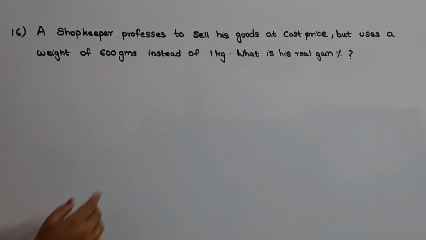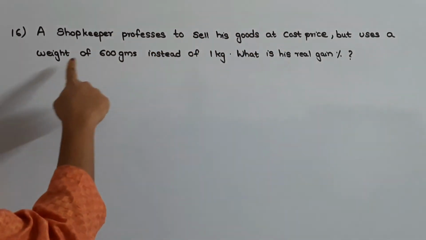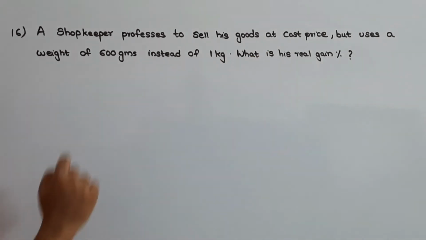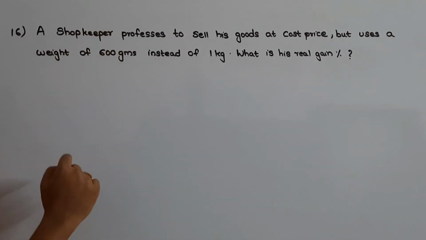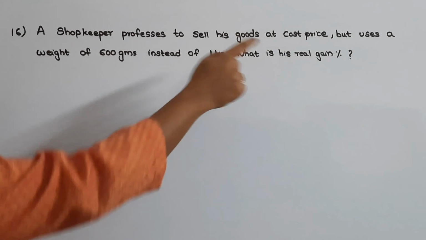The next question is, a shopkeeper professes to sell his goods at cost price but uses a weight of 600 grams instead of 1 kg. What is his real gain percentage? According to this question, this shopkeeper is a dishonest person. He professes to sell his goods at cost price.